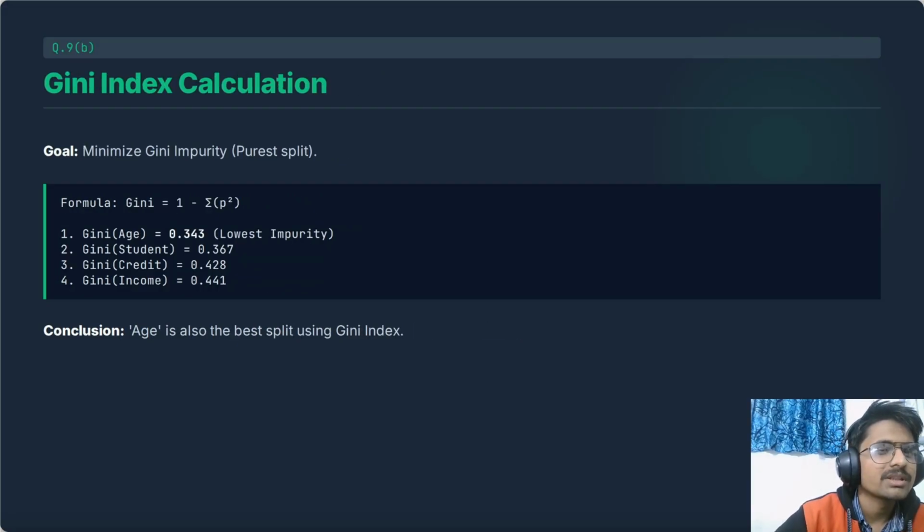So here is the B section of our question number 9. Gini index calculation. Goal: minimize Gini impurity. So formula for it: Gini is equal to 1 minus summation of P squared. So Gini age is equal to 0.343, lowest impurity. Gini student is equal to 0.367. Gini credit is equal to 0.428. Gini income is equal to 0.441. So conclusion is age is also the best split using Gini index.